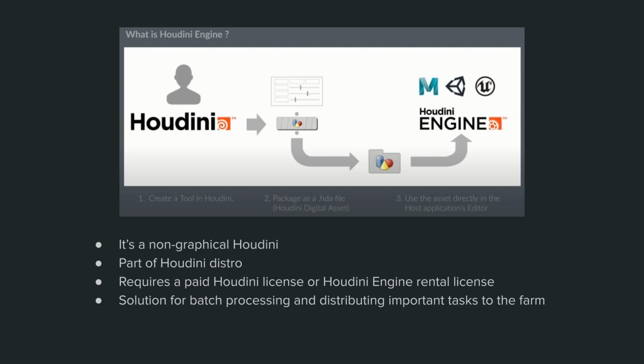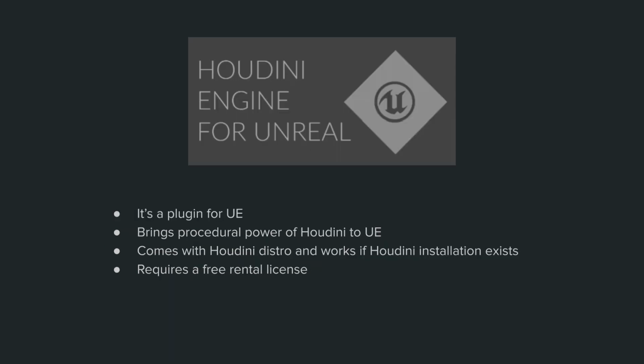It's a non-graphical Houdini, part of the Houdini distro, and requires a paid Houdini license or Houdini engine rental license. It's a solution for batch processing and distributing important tasks on the farm. On the other hand, Houdini engine for Unreal is a plugin for Unreal Engine that brings the procedural power of Houdini to Unreal Engine. It comes with the Houdini distro, works if a Houdini installation exists, and requires a free rental license.